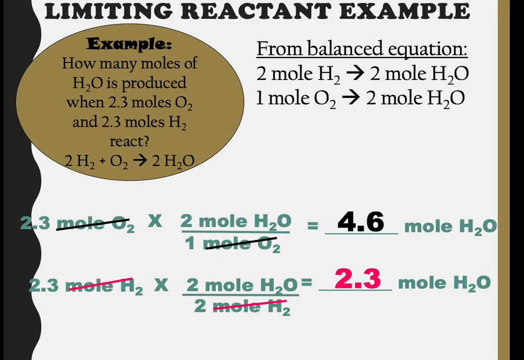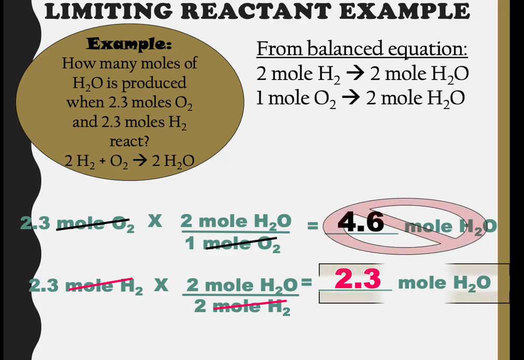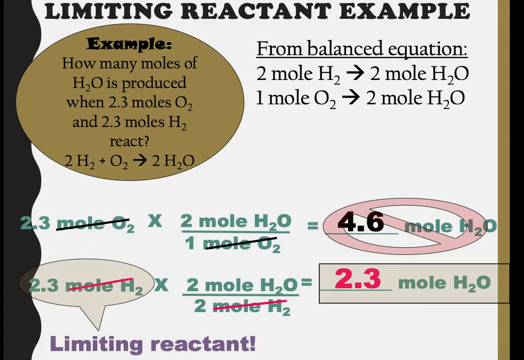So as we start combining the oxygen and hydrogen together, our bucket of water is going to start filling up. And once we get to 2.3 moles of water, we are going to run out of hydrogen. We're never going to get to 4.6. And so we have to go with the smaller amount. And so based on this calculation, this is how we know that the hydrogen is the limiting reactant.